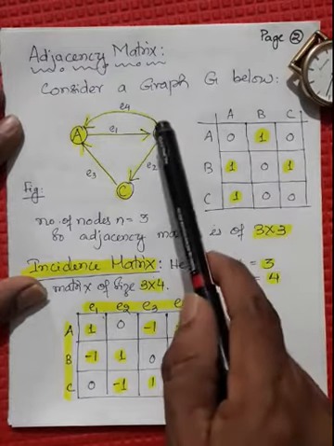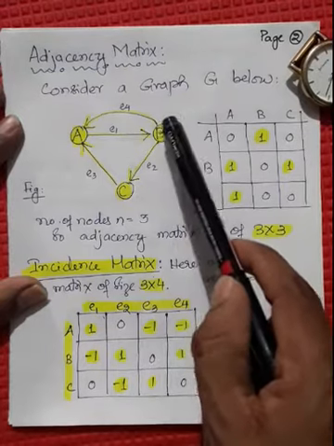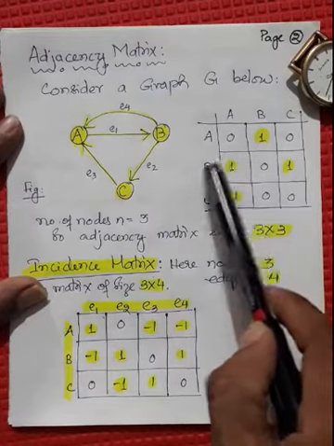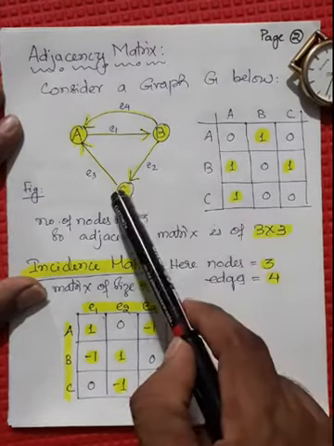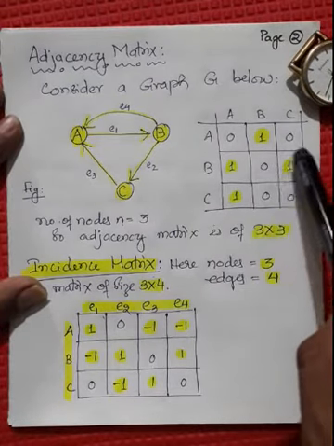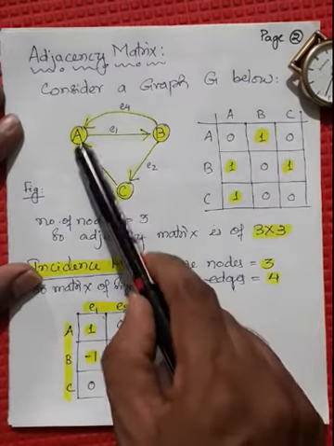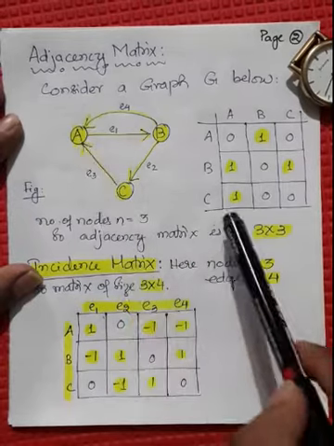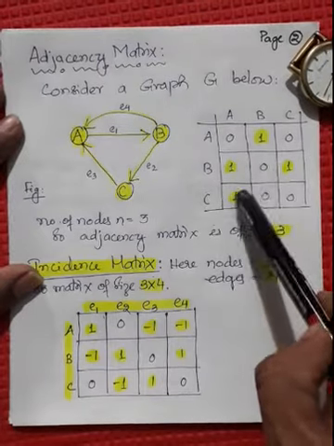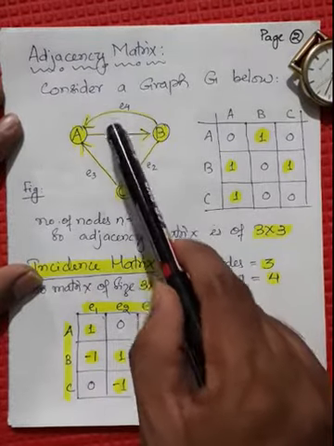Now from B, if you observe the outgoing edges, they are E2 and E4. B to A there is an edge, and similarly B to C there is an edge, so I have given 1 here. From node C there is only one outgoing edge, that is to A. C to A there is an edge, other values are 0. You can count how many ones are there: 4 ones, meaning E1, E2, E3 and E4, 4 edges.